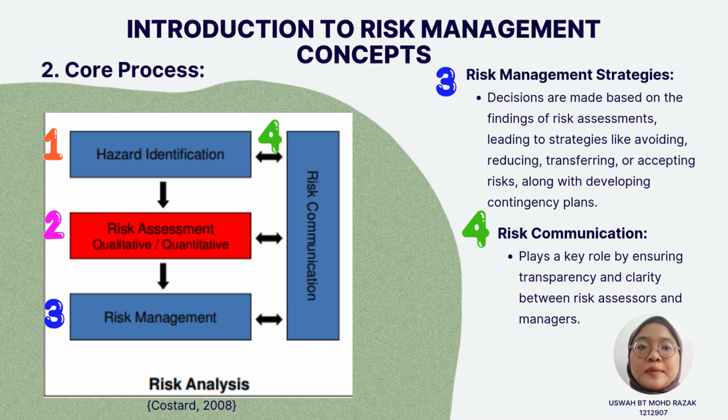The last step of the process would be risk management strategies. Decisions are made based on the findings of the risk assessments. So it leads to strategies like avoiding, reducing, transferring, or accepting risks, along with developing contingency plan. There is also risk communication that is involved in every step. It plays a key role by ensuring transparency and clarity between risk assessors and the managers.